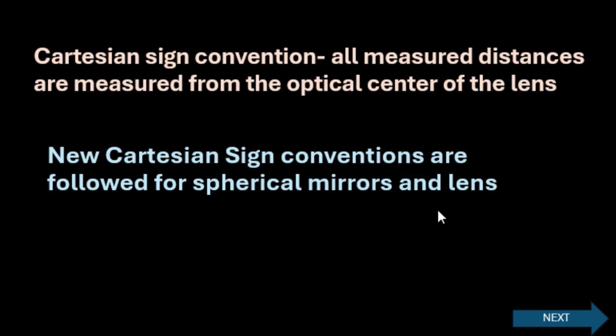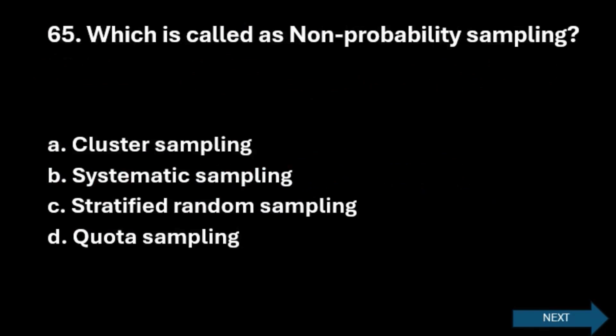Next question. Which is called non-probability sampling? You have already seen a question about non-probability before, so try to remember and answer this question. Option A, cluster sampling. Option B, systematic sampling. Option C, stratified random sampling. Option D, quota sampling. The right answer here is option D, quota sampling.